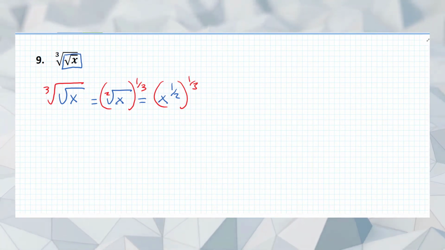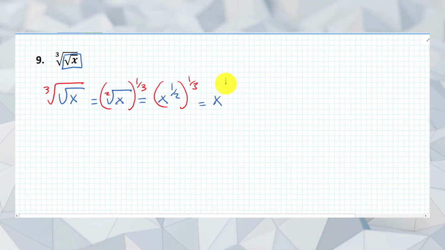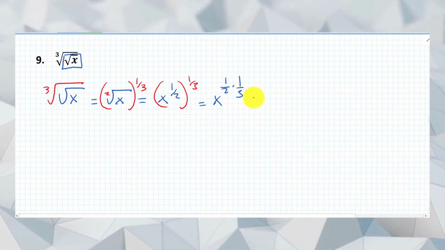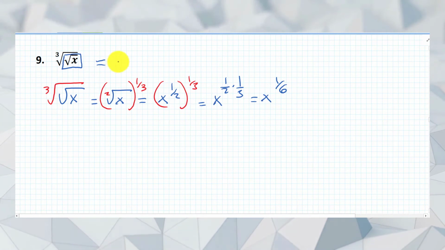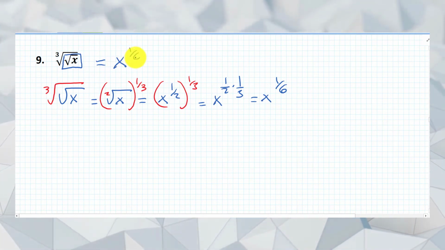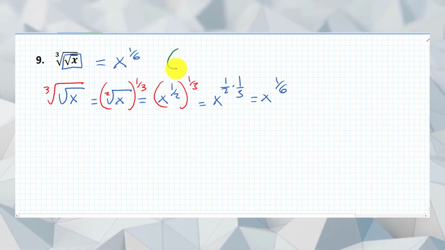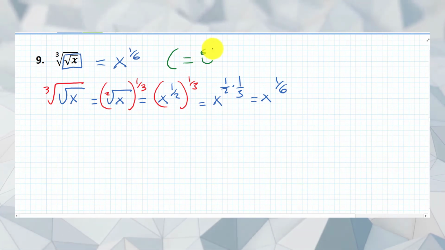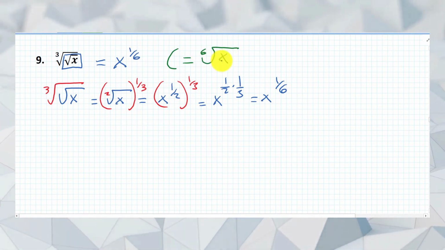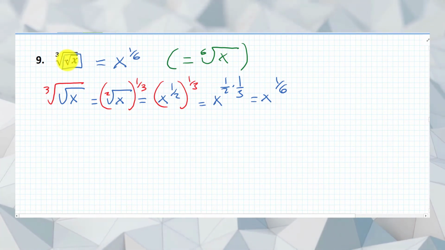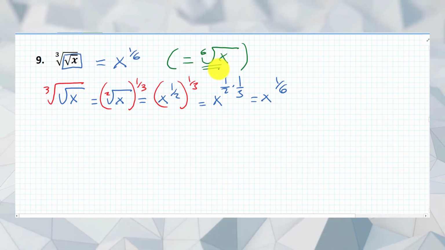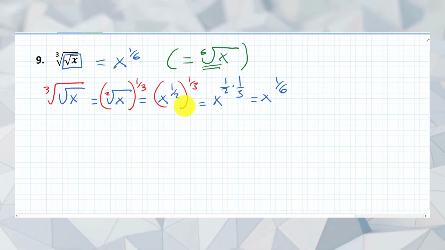And what do you do when you have exponents like that? You multiply them. 1/2 times 1/3, which is x to the 1/6. That's it. This is just x to the 1/6. I am not asked, but I could rewrite that as a root, in radical notation, and it's a 6th root. And so I noticed that taking the cube root and then taking the square root should be the same as taking the 6th root. Next example.